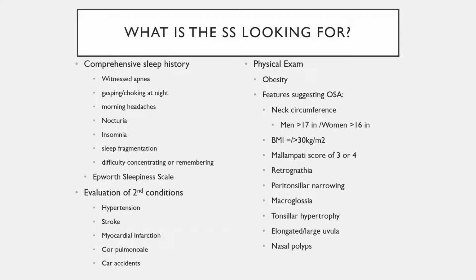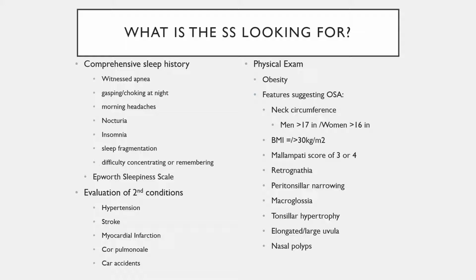So what are they looking for? Regardless of which route you go, they're both going to be assessing for mostly the similar things. With the comprehensive sleep history, they're looking to see if you've had any witnessed apnea, meaning does your spouse or family member or friend ever notice you stop breathing while you sleep? Do you have gasping or choking at night? Do you wake up in the morning and have headaches? Do you have nocturia? That's where you need to urinate during the night. Do you have insomnia? Do you have sleep fragmentation? And do you have difficulty concentrating or remembering things?